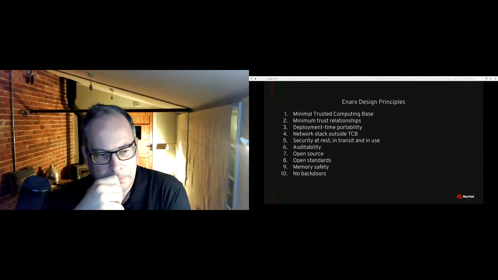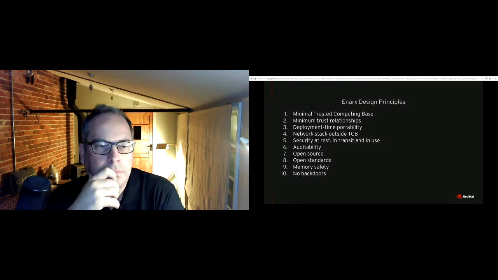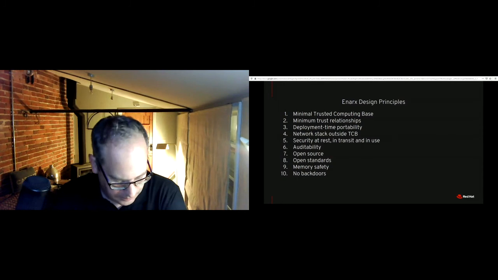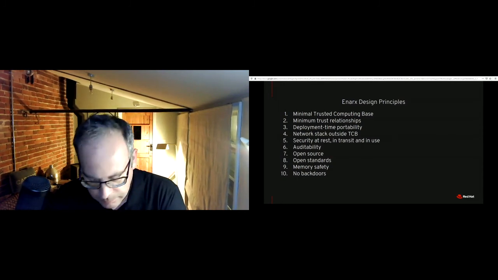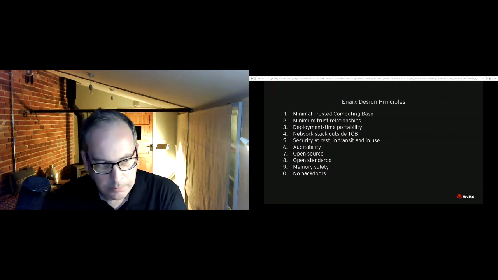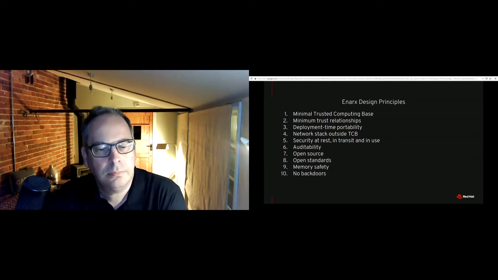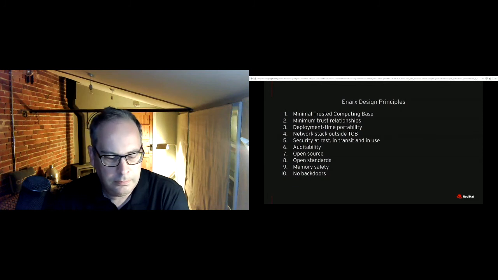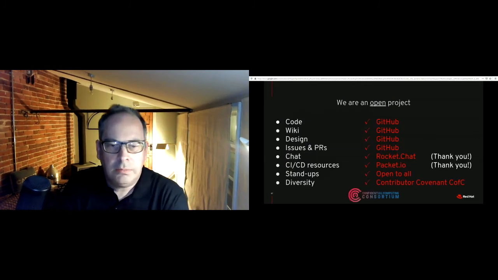Seven, of course, as always, we are open source. That's never in question. Eight, we place heavy emphasis on open standards. So again, you don't have to develop something to a proprietary API. We just want to use standards for this. Nine, we have an emphasis on memory safety. This is precisely why we chose WebAssembly and Rust as our implementation tools. And 10, we're committed to ensuring that we will not place any backdoors in the project. I think that one's pretty self-explanatory.